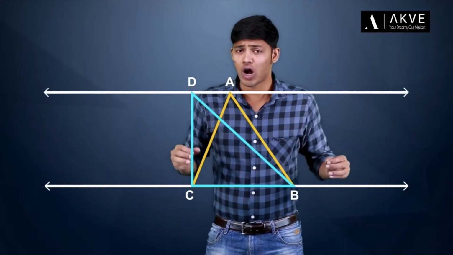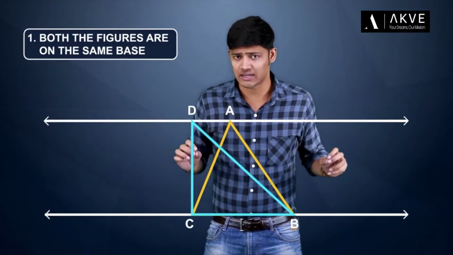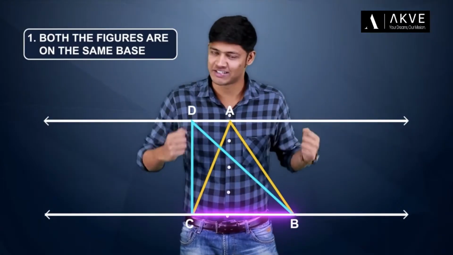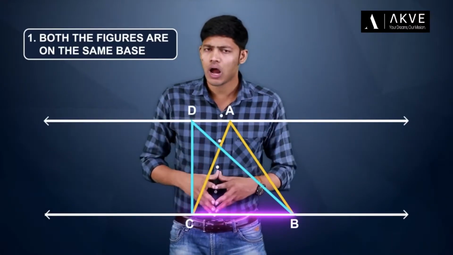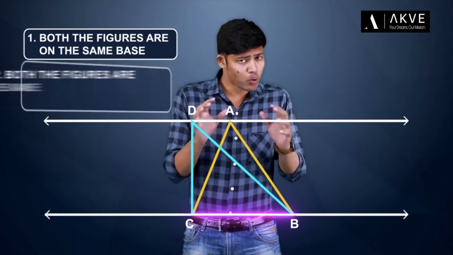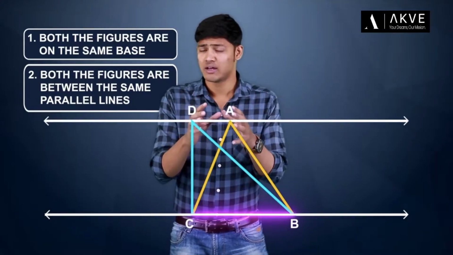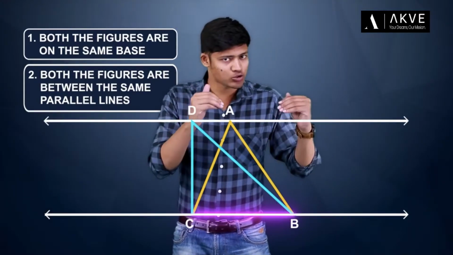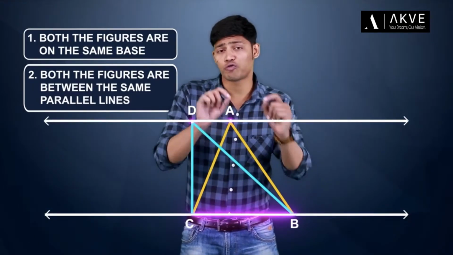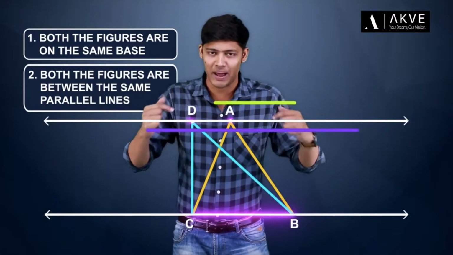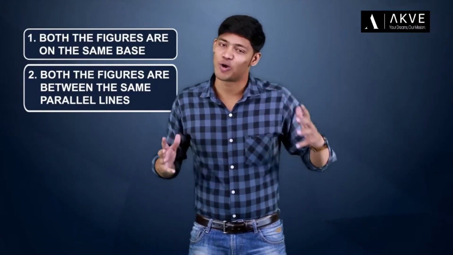What can we observe about these two triangles? The first observation is both these triangles have the same base. We can clearly see it, right? The base of both these triangles is BC. Now, the second observation is both these triangles are between the same parallel lines, as the common base of both the triangles lies on one of the parallel lines and the opposite vertex to the common base of both the triangles is on the other parallel line. Remember these two observations, as they will help us a lot.